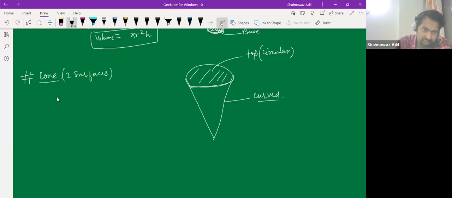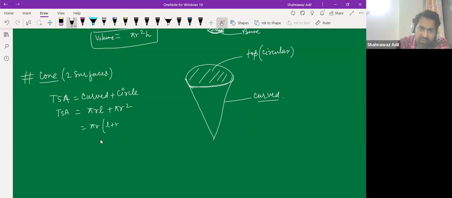So total surface area would be the curved part plus the top surface. The curved part is pi r l, and the top part is pi r square. So then total surface area would be pi r (l plus r), where I have told you that this length is what we call the slant height. This is l, which is the slant.